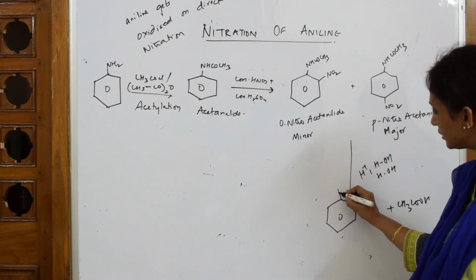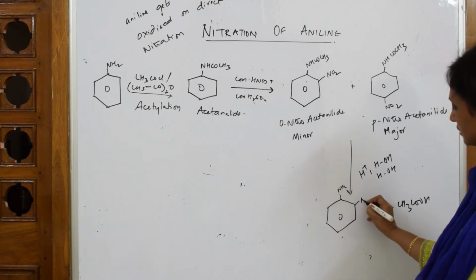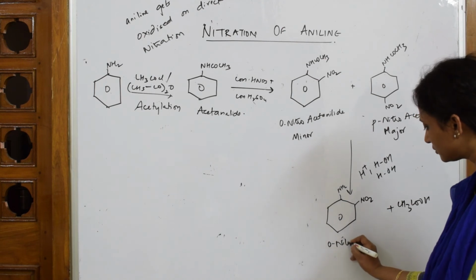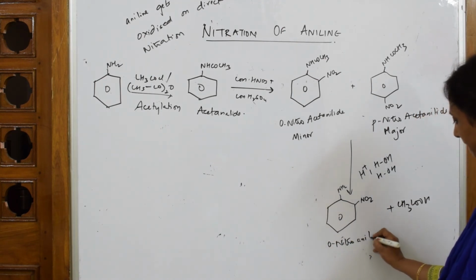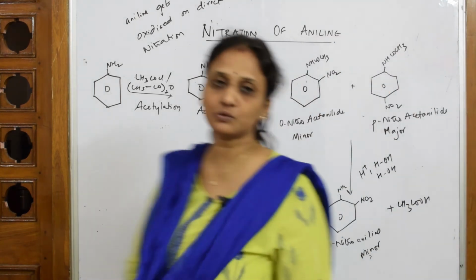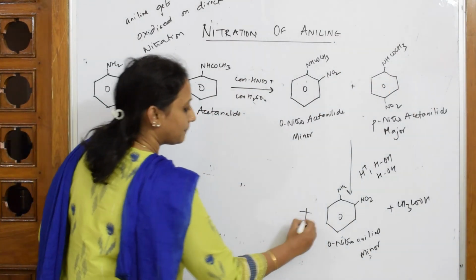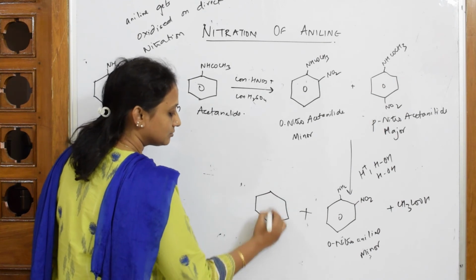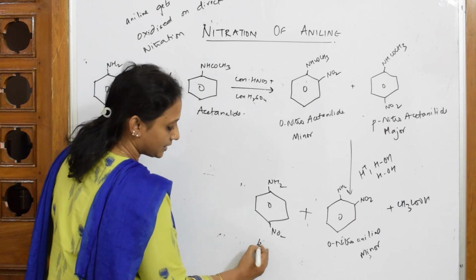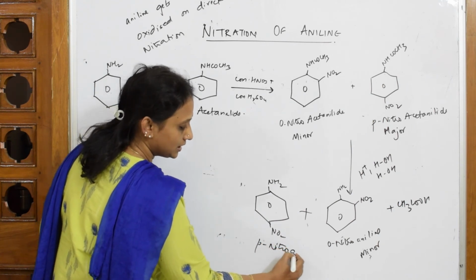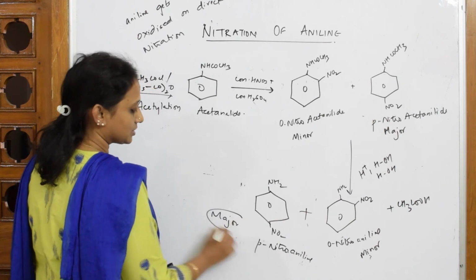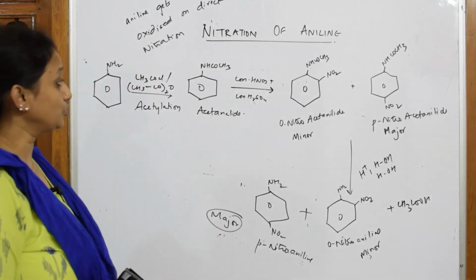One is ortho-nitroaniline, which is a minor product. After that, I am also going to get para-nitroaniline, which is a major product. This is your major product. That's it. So this is how you're going to do nitration.